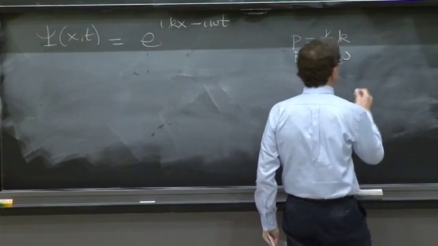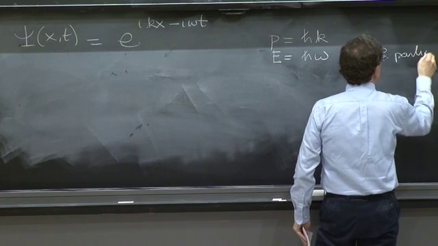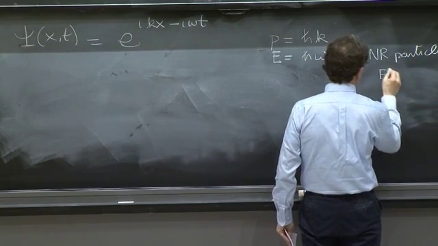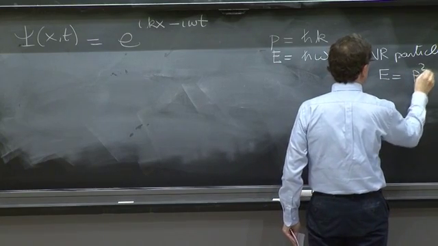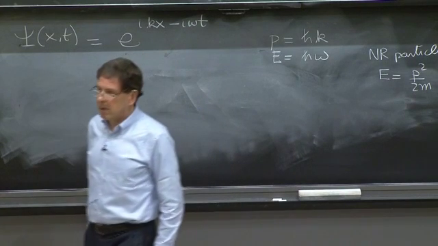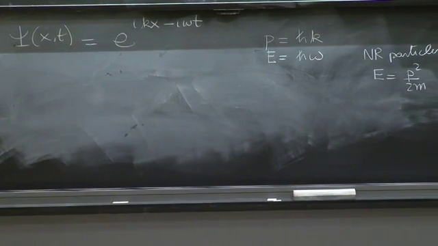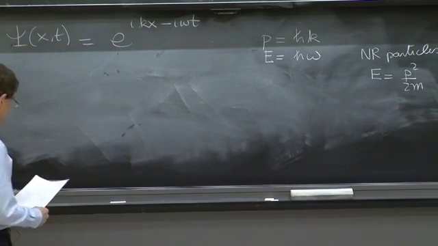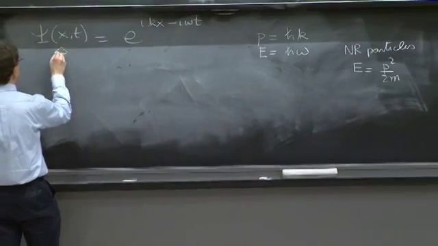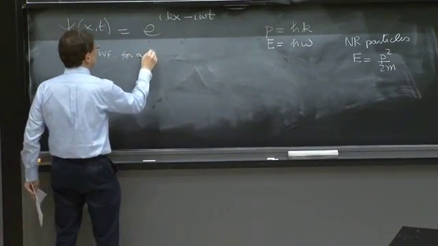Nevertheless, we could talk about non-relativistic particles. And this is our focus of attention. And in this case, E is equal to p squared over 2m. That formula that expresses the kinetic energy in terms of the momentum, mv. So this is the wave function for a free particle.